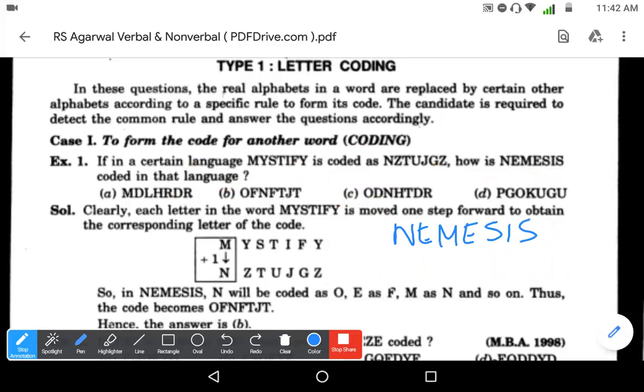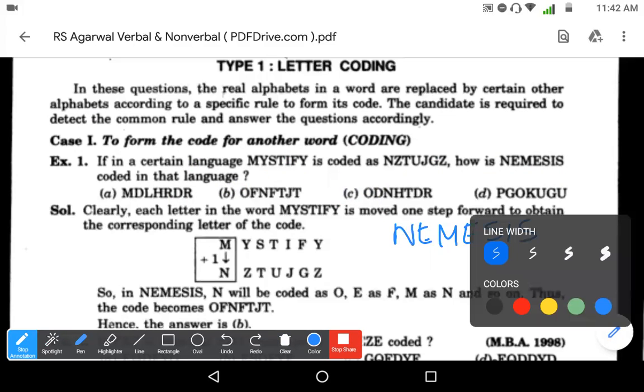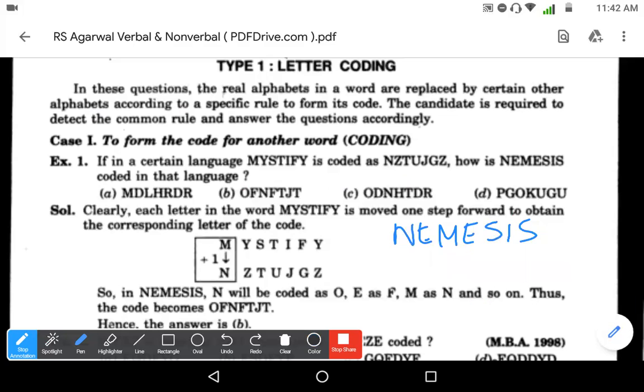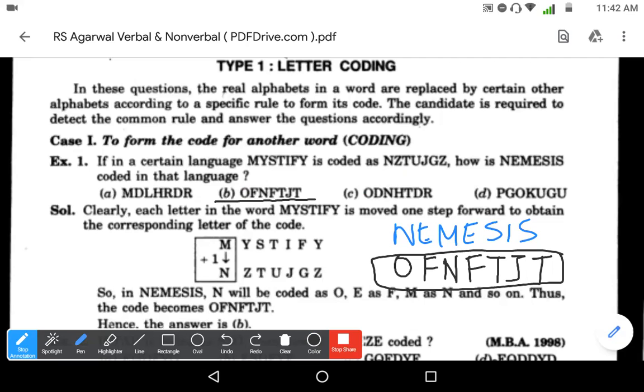NEMESIS. Now after N, what do we get? MNO, right? So after N, it will be O. After E, it will be F, E, F, G. So after E, it is F. Then after M, it is N. Then again after E, it is F. After S, it is T. After I, it is J. After S, it is T. So this should be our answer. So if you see here, the option B will be the answer.